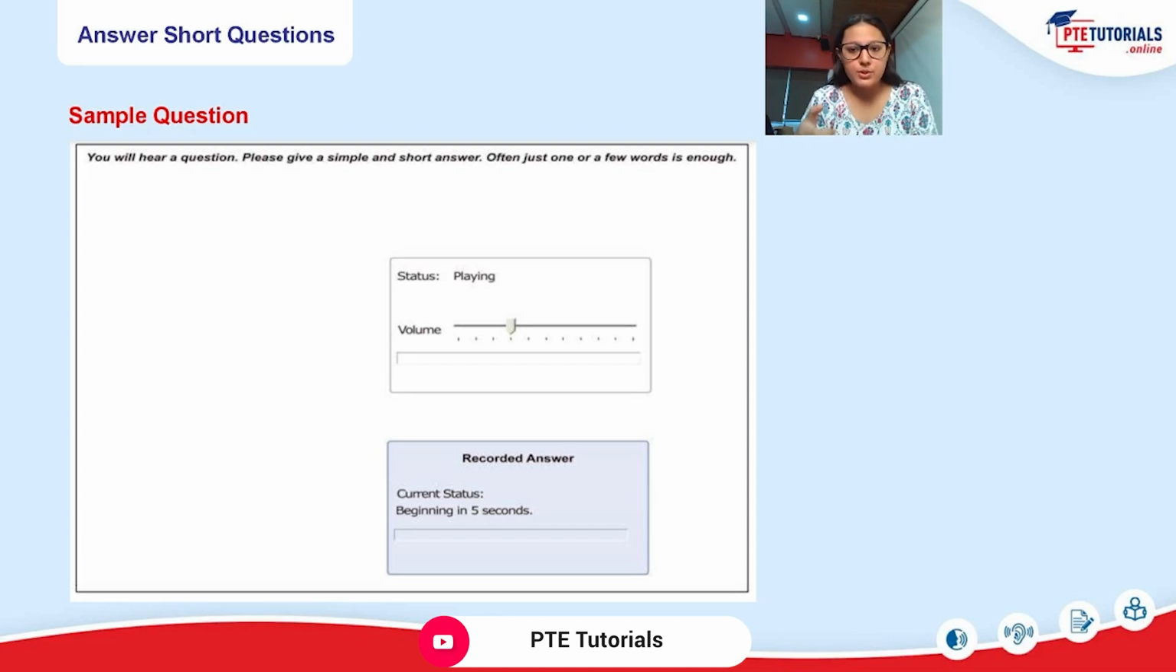The audio will be a question. You have to speak the answer. Immediate answer giving is needed. If you just go into the process of thinking about what the possible answer can be, the timer will go off.